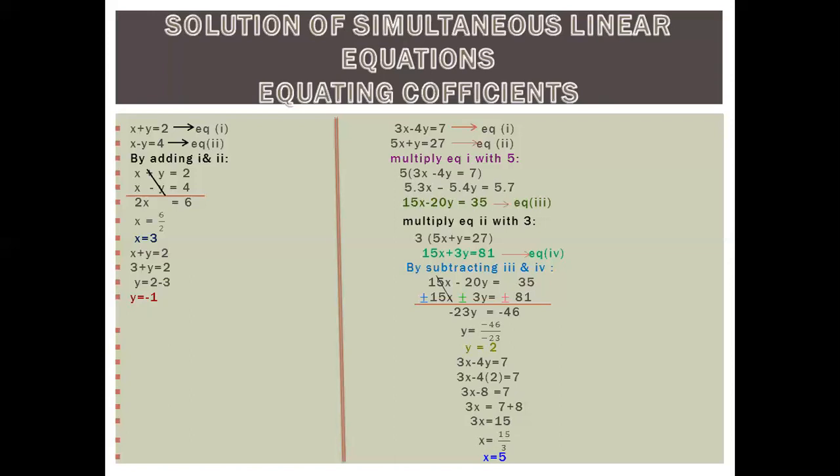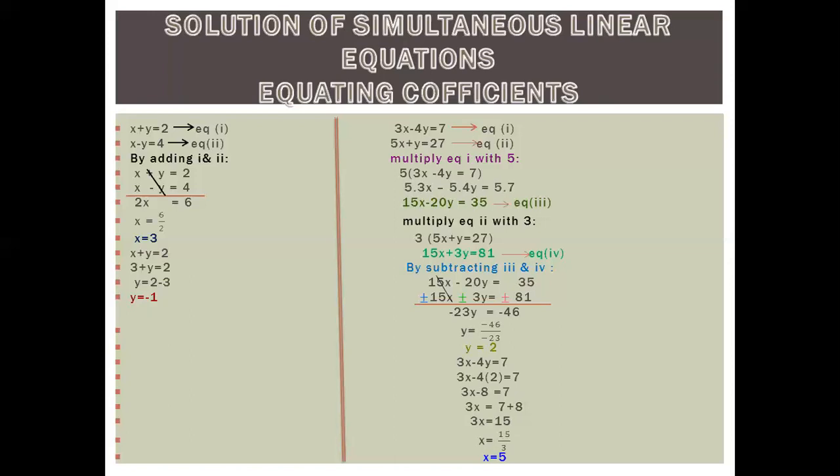Now because both x terms have the positive sign, plus 15x and plus 15x, how can we eliminate them? If we subtract these two equations. If we subtract equation 4 from equation 3, then we can eliminate x and we will get the value of y. Equation 3 is 15x minus 20y is equal to 35. And equation 4 is 15x plus 3y is equal to 81.